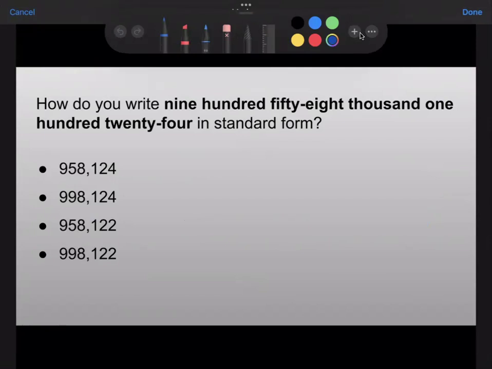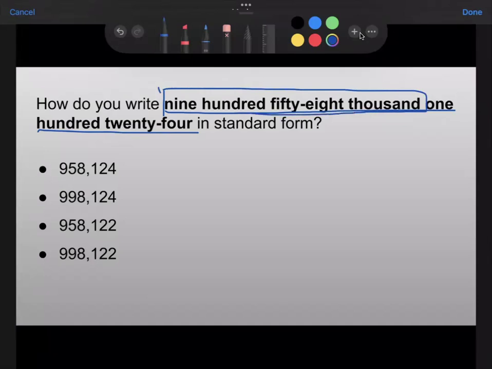Okay, this is our last problem for today's video. How do you write this in standard form, or with numerals and digits and place values, basically, or as a regular number, as some people like to say? Okay, let's start with this phrase here. 958,000. Okay, that's a big phrase, but because it comes before the thousands comma, I can write it as 958 and then put that thousands comma there.